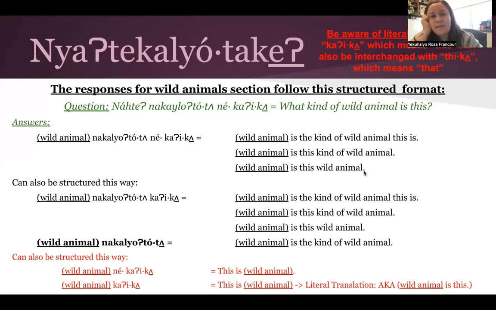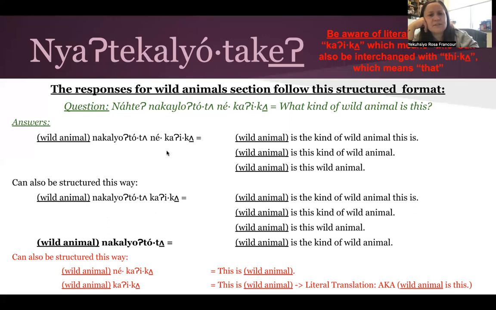So there is a lot that goes on into language learning. There's a lot of small details you pick up when you learn a language. So you can also respond and say it this way. So you can say your wild animal, nagali ot doda gaig, and that is basically saying whatever you're talking about, the wild animal is this kind of wild animal, or is this kind of wild animal, or is this wild animal. It's the same thing.